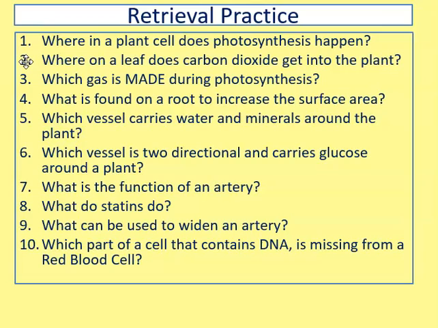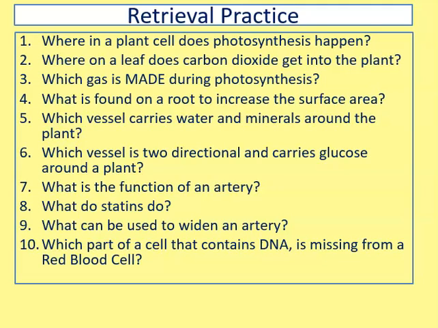Okay, hopefully you had a go at those, so let's mark the answers as we go through. Number 1, in a plant cell photosynthesis happens in the chloroplast. Number 2, on a leaf, carbon dioxide gets into the plant via the stomata, and the stomata is a little hole on the underside of a leaf surrounded by guard cells. Number 3, the gas made during photosynthesis is oxygen.